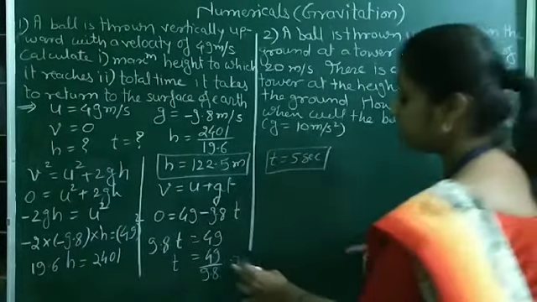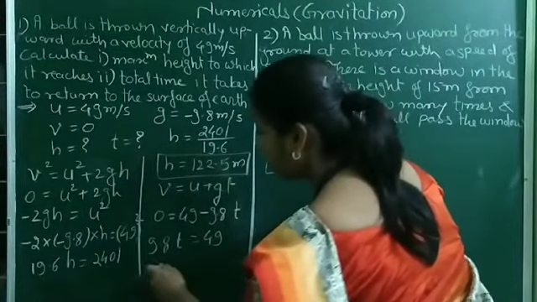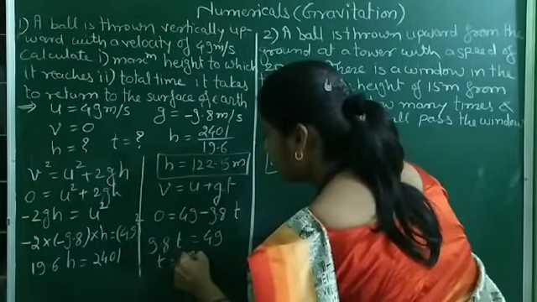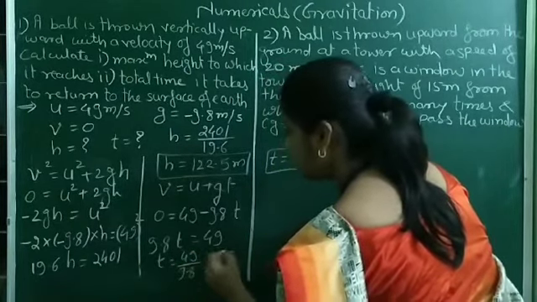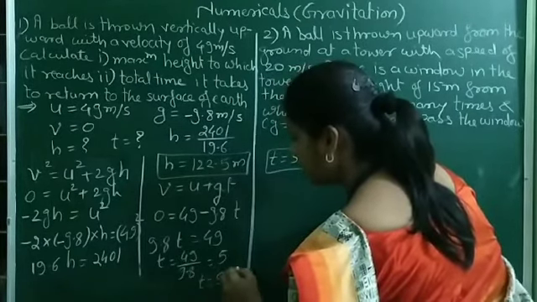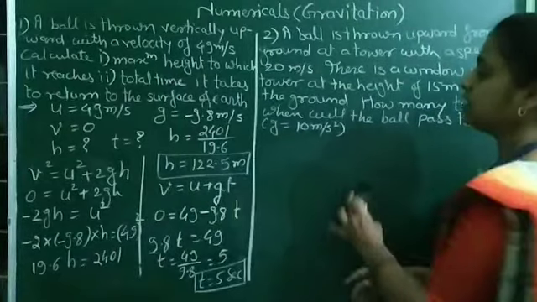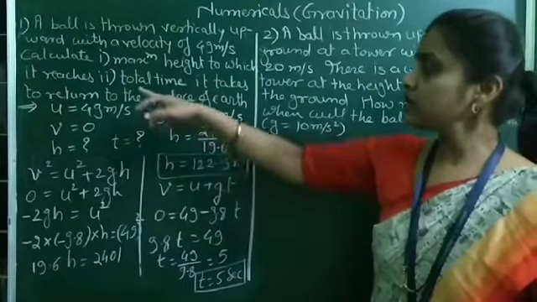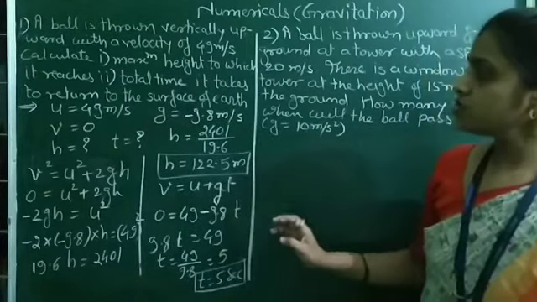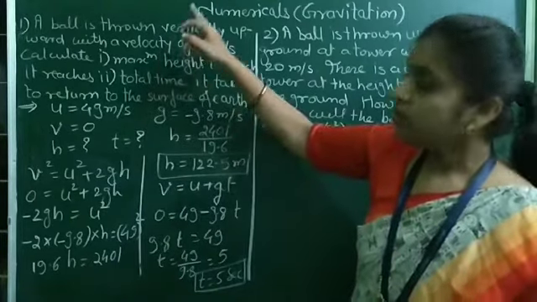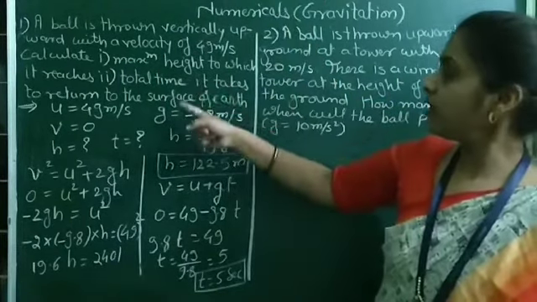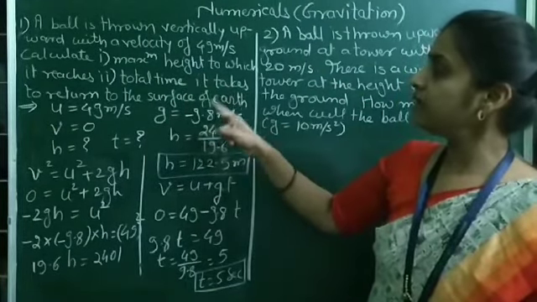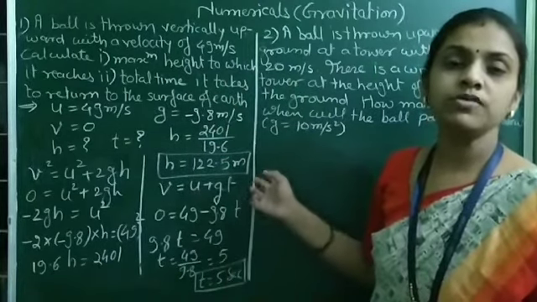So how much time does it require? It requires 5 seconds. With g as 9.8, t is equal to 49 divided by 9.8, which is equal to 5, and therefore t is equal to 5 seconds. So it takes 5 seconds to return to the surface of the earth. This is the numerical where a ball is thrown vertically upward, and we have to find the maximum height as well as the total time taken by the object to return to the surface of the earth.